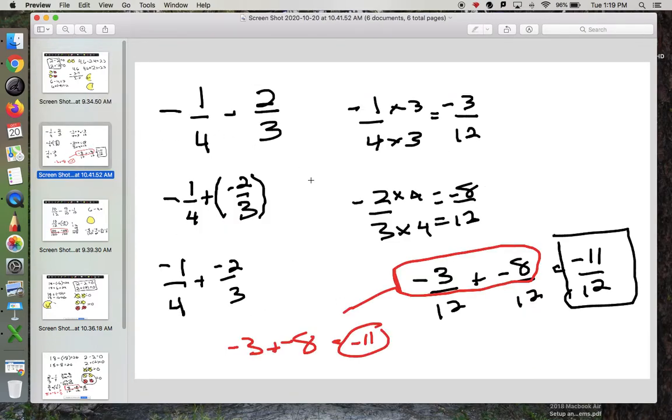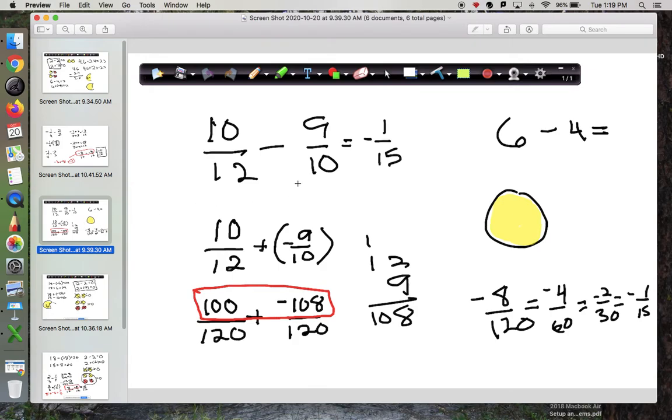This one showed how we're looking at the integer rules for the numerators. So when we have 1/4 minus 2/3, we change it to negative 1/4 minus 2/3. We change it to negative 1/4 plus a negative 2/3. Has to have a common denominator. And then once we get that common denominator, we kind of just look and focus on the negative 3 plus negative 8 is negative 11.